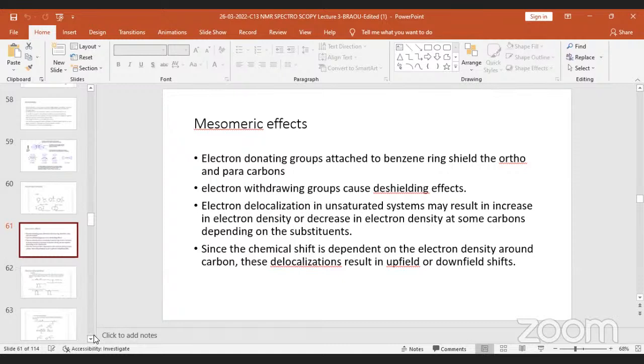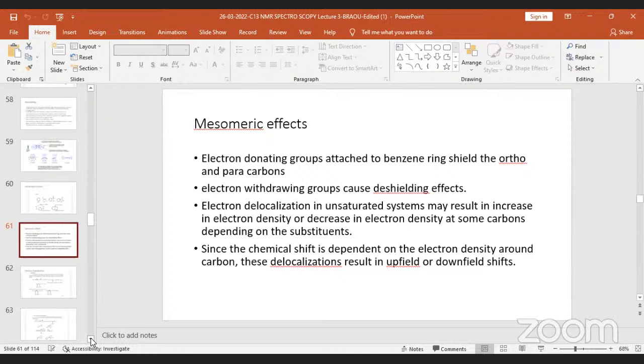As a general rule, you can remember that in alkoxybenzenes, phenols, and aromatic hydroxy compounds, OH and OR are electron donating, and that will increase the electron density at ortho and para positions. Therefore, they are shifted upfield. Similarly, aniline and substituted anilines have an electron releasing group that will also increase the electron density.